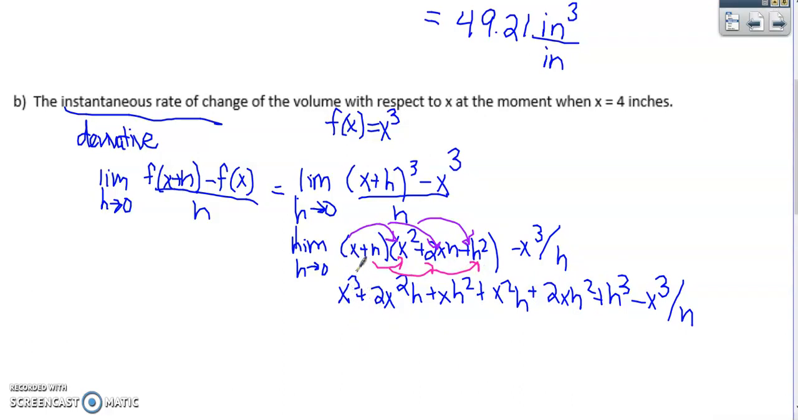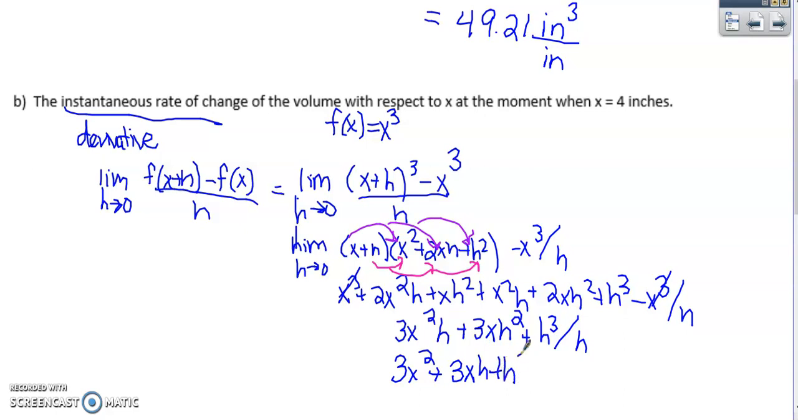So what happens now? My x cubes cancel. Does anything else cancel? No. So I can combine some like terms. I have a 2x squared h and a 1x squared h, so that is 3x squared h's. I have an xh squared, a 2xh squared, so that is 3xh squared. And then I have my plus h cubed. I divide that all by h, meaning I can take an h out of each one: 3x squared plus 3xh plus h squared.